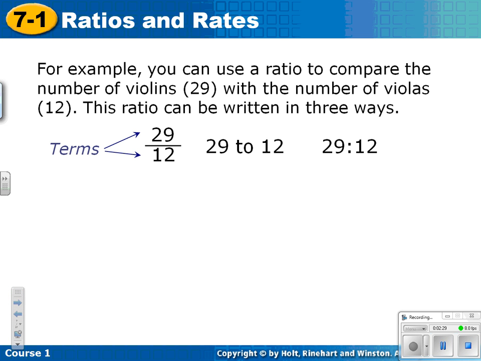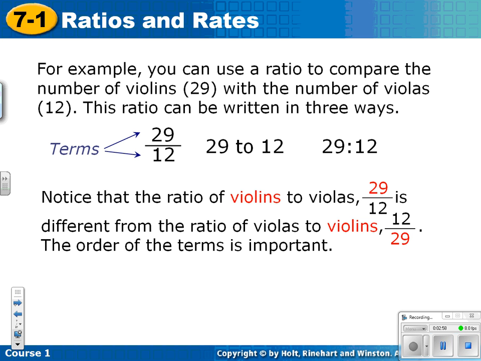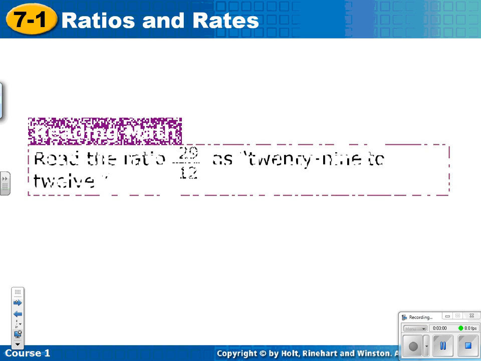Ratios can be written in a couple different ways. In fact, 3 different ways. One looks like a fraction, 29 over 12. Or it can be written 29, the word to, 12. Or it can be written 29 and the little colon and 12. That's the 3 ways to write ratios. And it is read 29 to 12, or something to something. Okay? Remember, order is important.